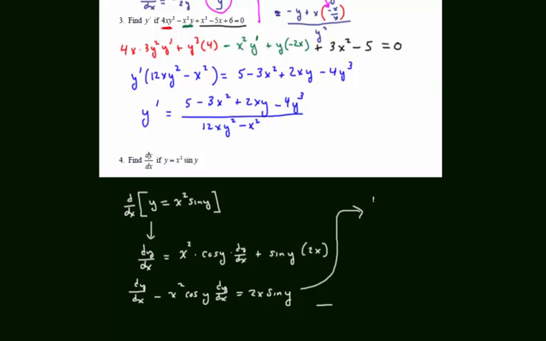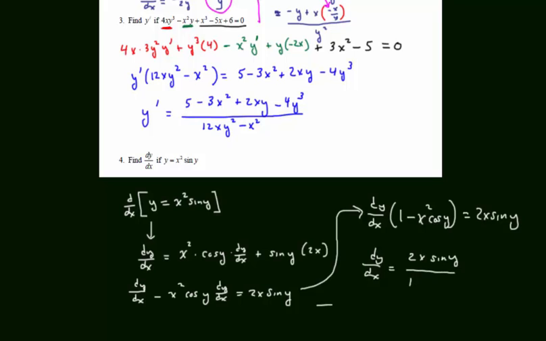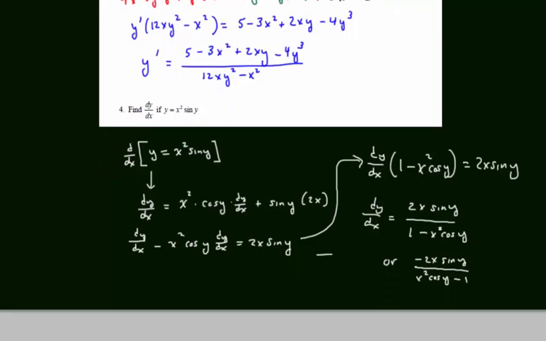I'm going to come over here, factor it out. dy/dx, 1 minus x squared cosine y equals 2x sine y, and finally dy/dx equals 2x sine y over 1 minus x squared cosine y. Or, like I'd stated before, maybe you had negative 2x sine y over x squared cosine y minus 1, where all the signs were changed, like a negative 1 over negative 1.